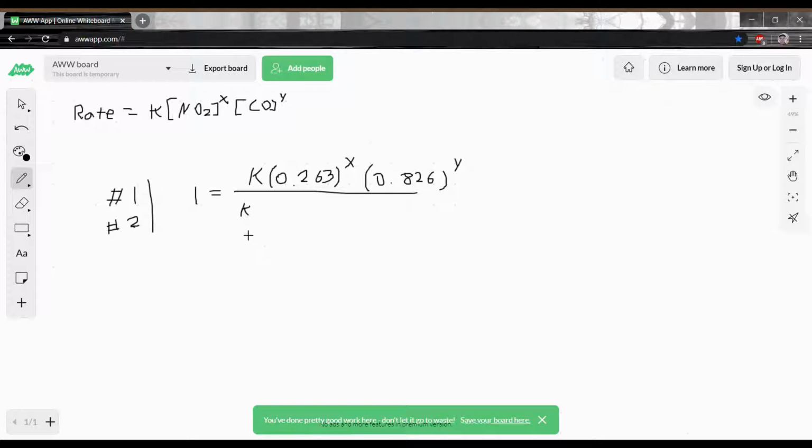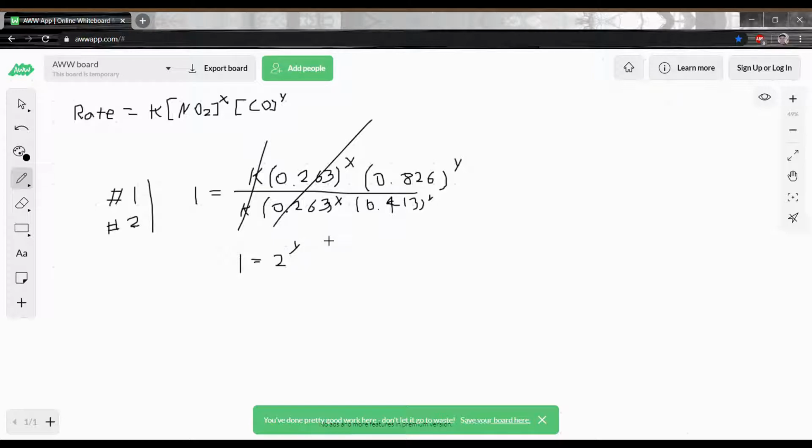Now for the bottom half of the equation, using trial 2, the concentration of NO2 is the same, 0.263 raised to the x. However, the concentration of CO has changed. It is going to be 0.413. That's raised to the y power. And now we can start to cancel. Our K's cancel out, our NO2's cancel out. That's going to leave us with 1 is equal to 0.826 divided by 0.413 is 2 raised to the y power.